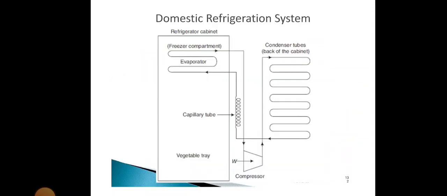This is the domestic refrigeration system. We know this because our houses have a domestic refrigeration system. It has the same working principle as the vapor compression refrigeration system. The components you can see are the evaporator, capillary tube, compressor and condenser. These are the parts in the domestic refrigerator, with the same working principle. The vapor compression cycle is what works in the domestic refrigeration system.